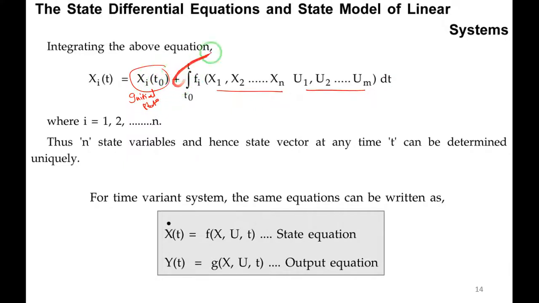And what is the state for time t greater than or equal to t naught? So we integrate from t naught to t. We have this initial condition plus the integral of this functional operator, which is a function of the state variables as well as the inputs, from t naught to t. So I will be getting this state variable after integrating.